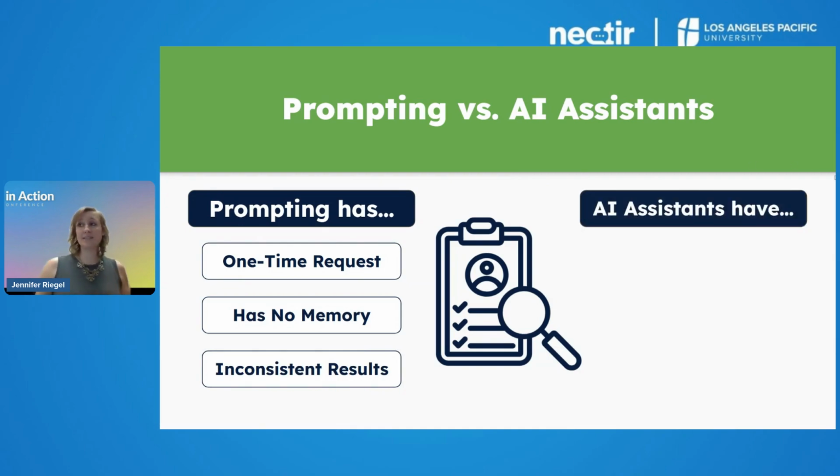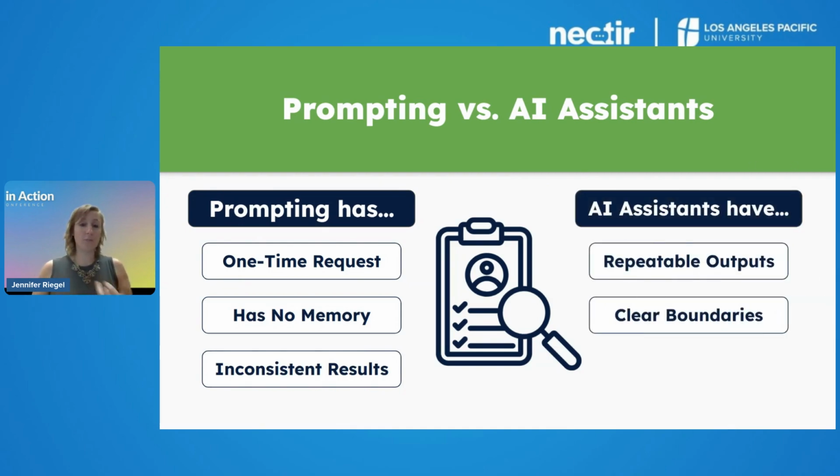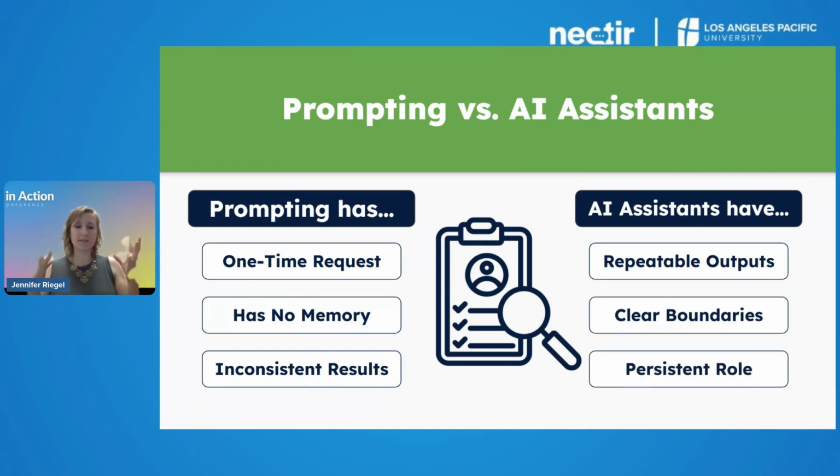But with AI assistants, if you set it up well, then you can have repeatable outcomes. It has specific boundaries and it has a reliable and persistent role. So let me put this in perspective.